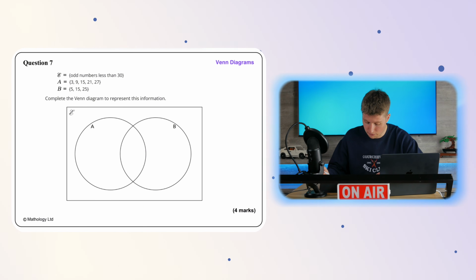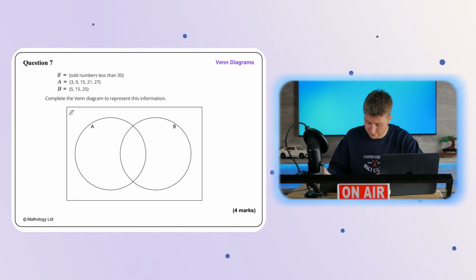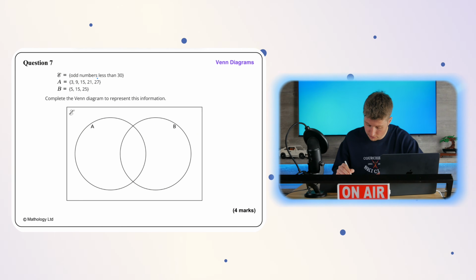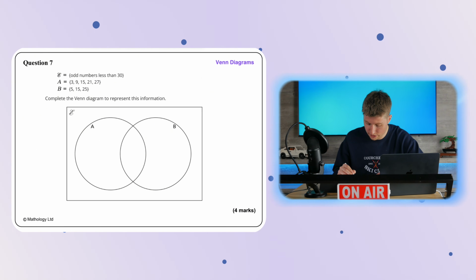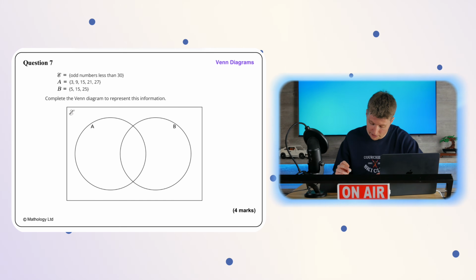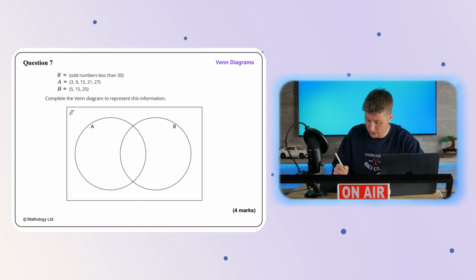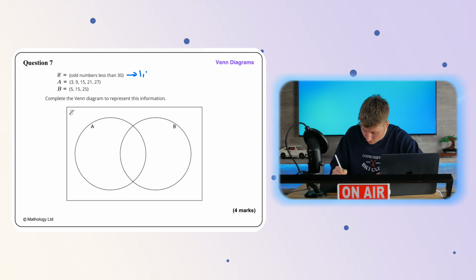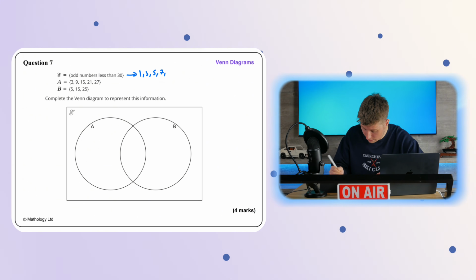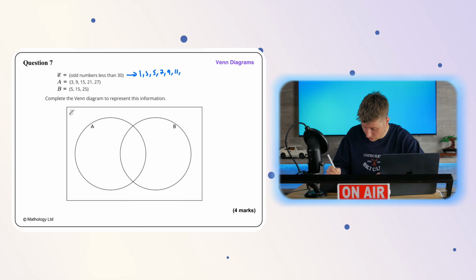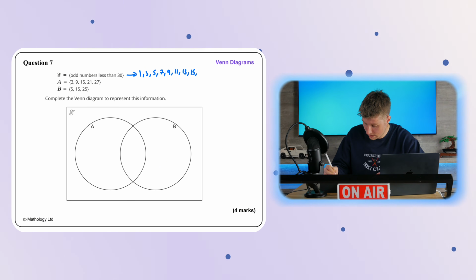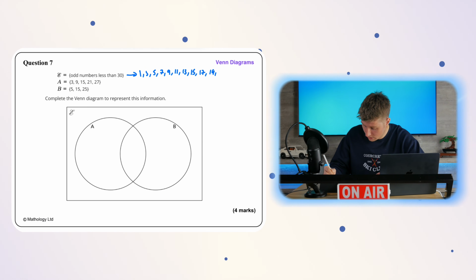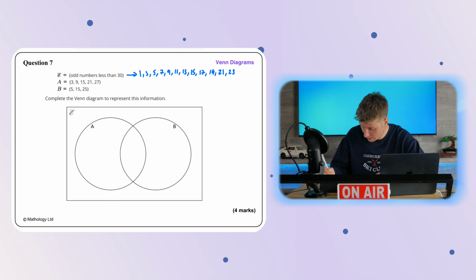Question 7. Complete the Venn diagram to represent this information. So we've got the set that includes odd numbers less than 30. We've got A that includes 3, 9, 15, 21 and 27. And B includes 5, 15, 25. So if we look at all of the odd numbers less than 30, we've got 1, 3, 5, 7, 9, 11, 13, 15, 17, 19, 21, 23, 25, 27, and 29.